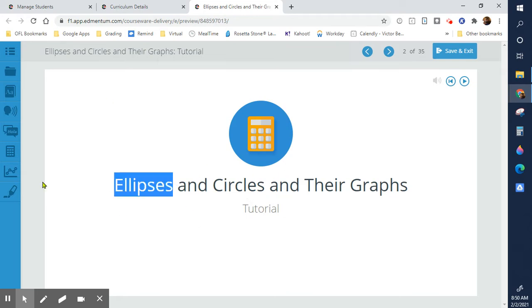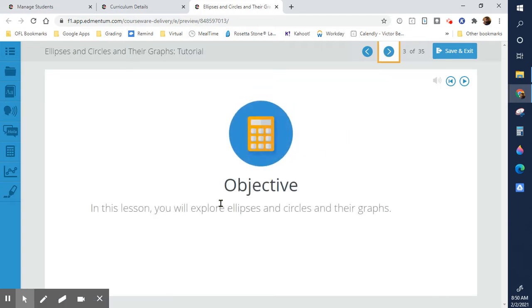So we saw what a focus is with a parabola, and we'll talk more about that when we talk about ellipses. So let's get into it. In this lesson, we're going to explore ellipses and circles and their graphs.